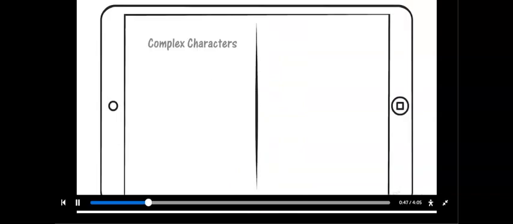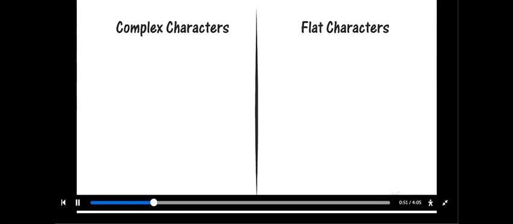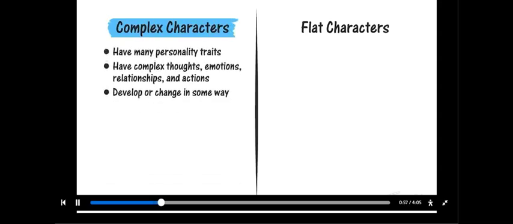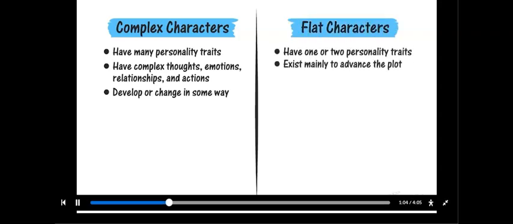Literary texts can have both complex and flat characters. Each type has characteristics that you can use to identify them. Complex characters, like the main character Rainsford, are usually those whose words, thoughts, or actions surprise you. Flat characters, like the giant Ivan, are more predictable.